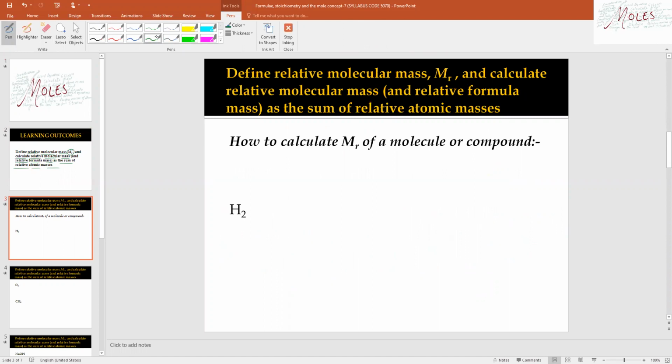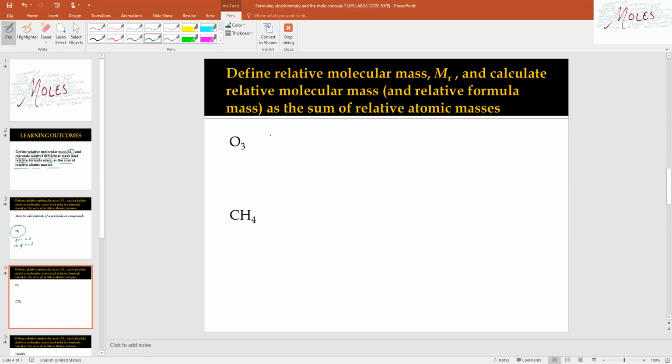Let's start with the first example, and that is of H2. You see, here are two atoms of hydrogen. So we will multiply the number of hydrogen atoms by the Ar of hydrogen, which is 1. We will get 2. So Mr of hydrogen is 2.